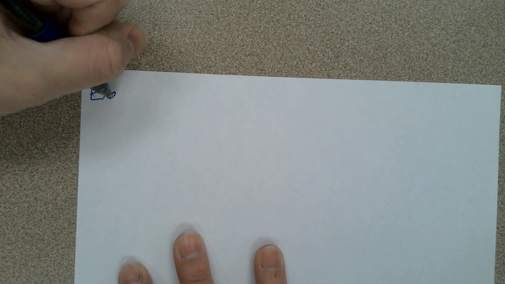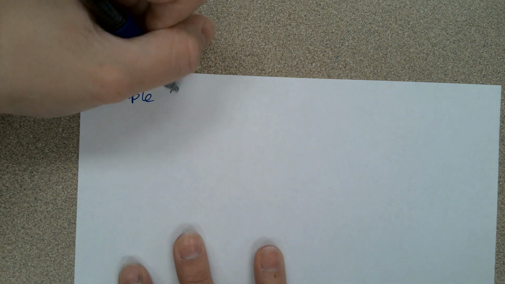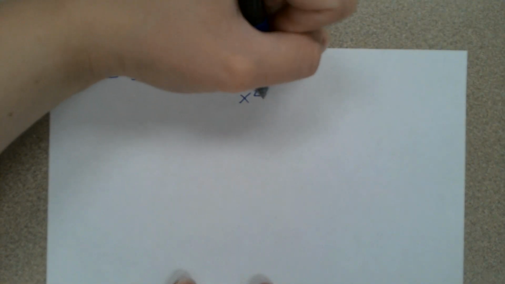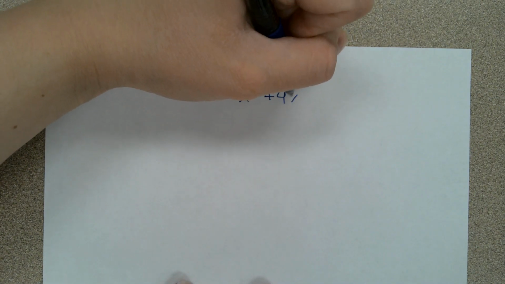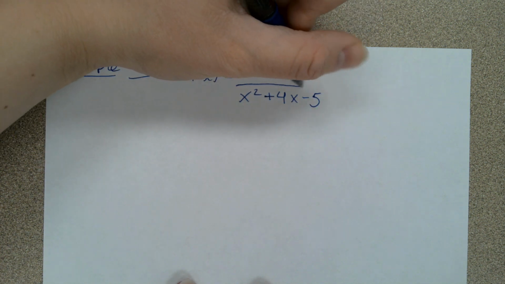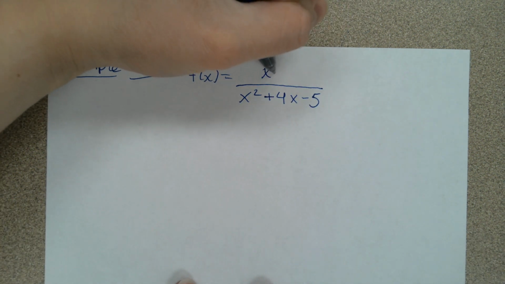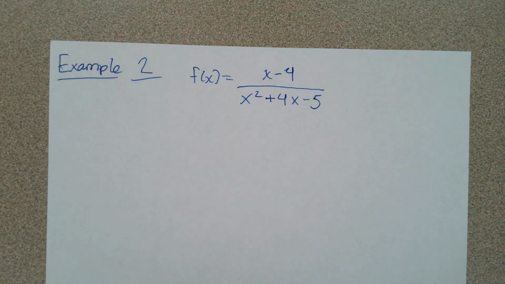Example 2. F of x equals, and actually I'm going to write the bottom first. The bottom's bigger, so I will write it first. Now I'm going to make my fraction bar. X minus 4 on top. So, let's go by our steps on our paper here. Step 1 is to factor.